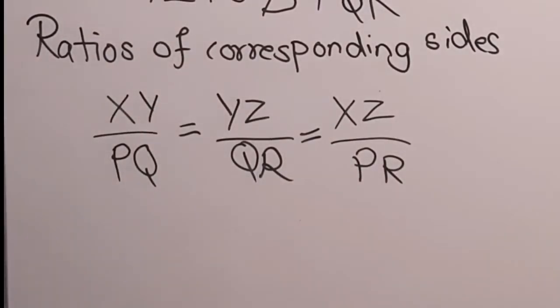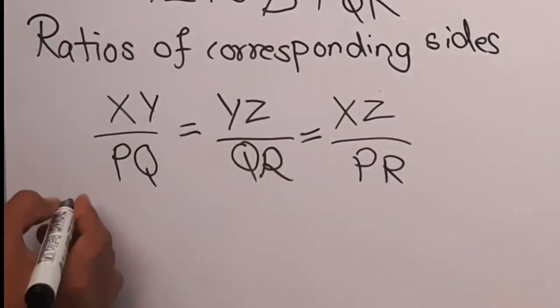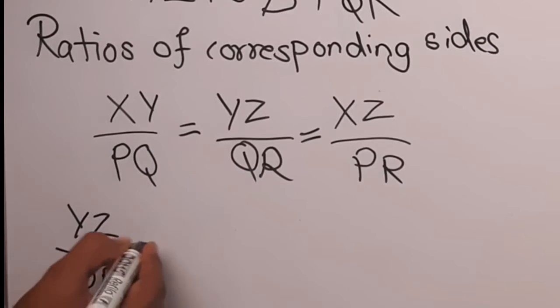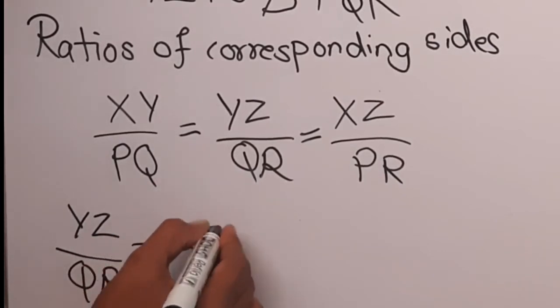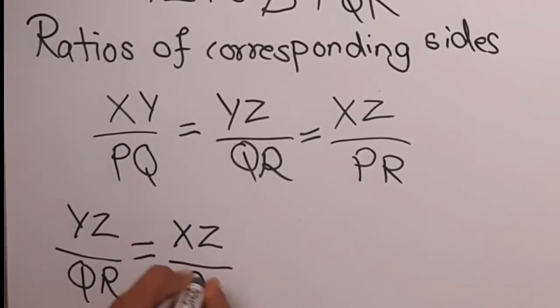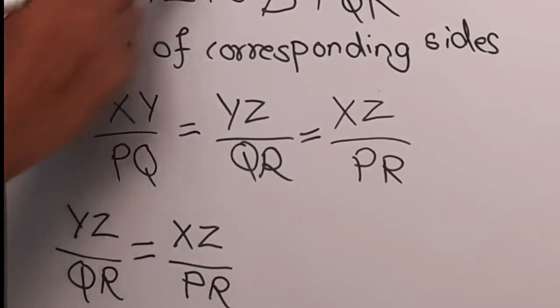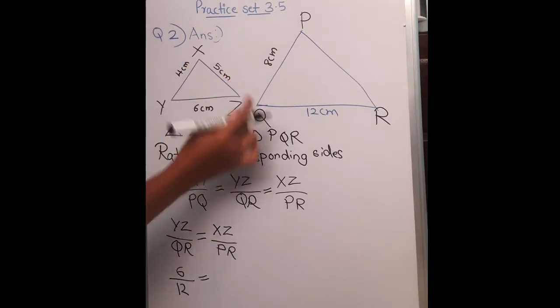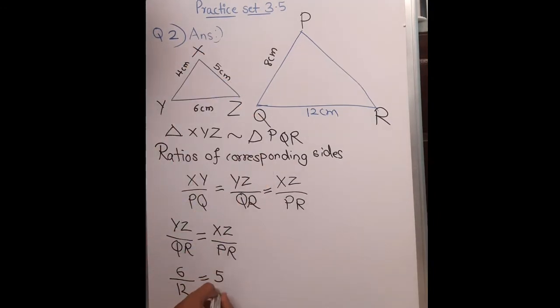Now we will consider this part, YZ upon QR is equal to XZ upon PR. YZ is 6 centimeter, 6 upon QR, we have got 12 centimeter. 6 upon 12 is equal to XZ, which is 5 centimeter, 5 upon PR. PR is not given, so we will write it as it is.